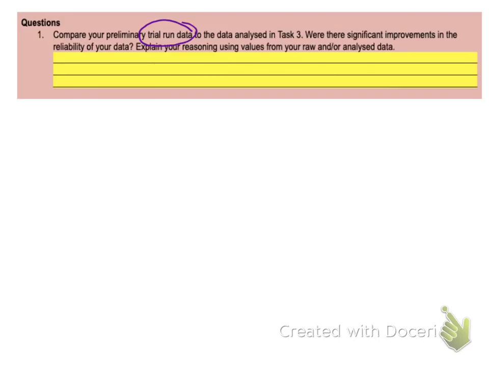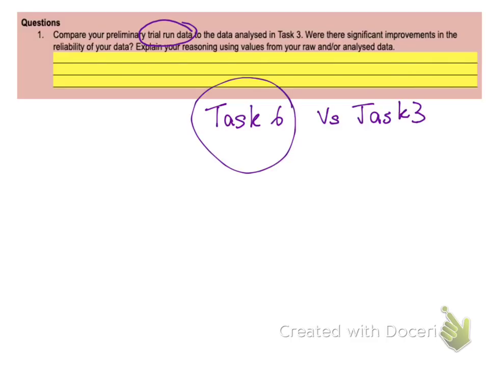Can you talk to me about how you think the values in your data changed from task 3 to task 6. So we're comparing this task, task 6, versus the task 3 data. What pieces of data, like the mean, the mode, the median, the range, talk to me about what data you've used to decide whether or not task 6 is better or not than task 3. Okay, how did you make a decision about whether it was better or worse? Justify it for me using data.